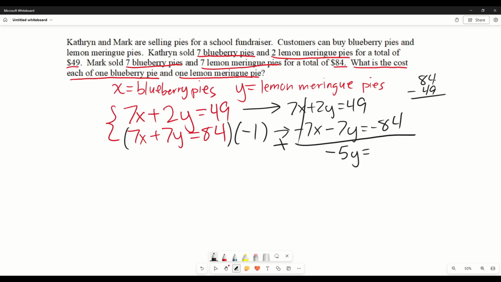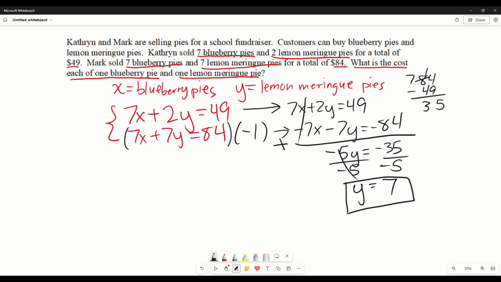For this, 4 minus 9, we have to carry a 1, so 14 minus 9 is 5, and 7 minus 4 is 3. So we have 35. Since negative 84 is bigger, this is going to be negative 35. The next thing we do is divide both sides by negative 5. We get y equals 7. So we know one lemon meringue pie costs $7. But now we need to find x.